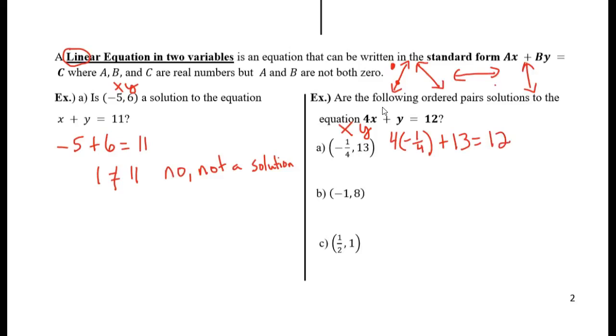I follow order of operations to simplify. 4 times -1/4. A positive times a negative is going to end up negative. And I can turn this 4 into a fraction by putting it over 1. The 4's divide out, and now I have +1 times -1, which will end up -1, plus 13 equals 12. Well, 13 take away 1 will be 12. That's true. So yes, it is a solution.